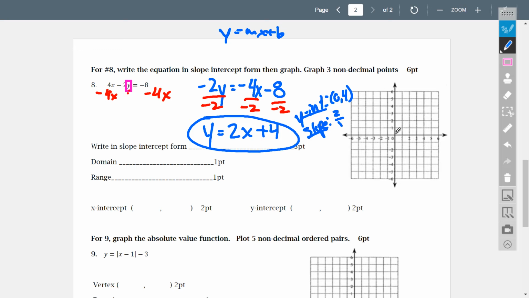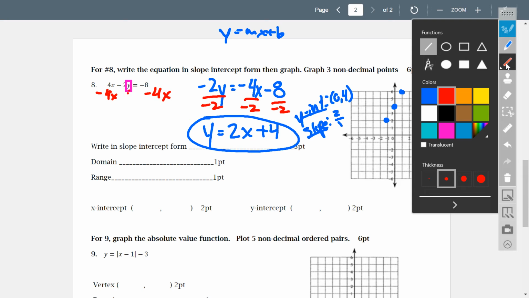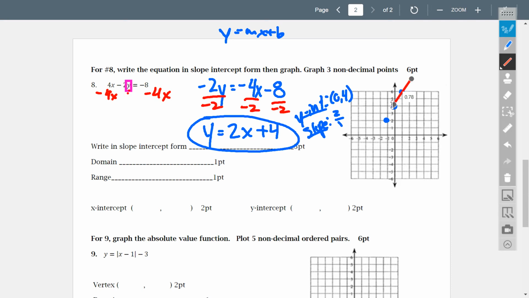Okay, so my graph's going to look something like this, and remember that's a positive slope, so this is going to be pointing upwards. So (0, 4) is right here, up 2 and over 1, or I could go down 2 and over 1. As long as it's pointing up, it doesn't really matter. Okay, so I'm going to connect these. Okay, so this is my line right here.